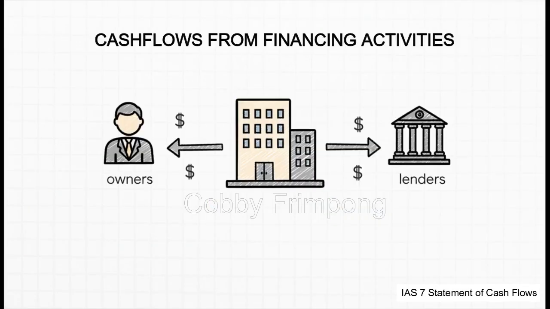Finally, we have the cash flows from financing activities. This shows how the company is being funded by its owners and its creditors. It is the financial back and forth showing how a business raises money to operate and grow, and also how it returns that money back to its investors. All of these activities directly change the company's capital structure.